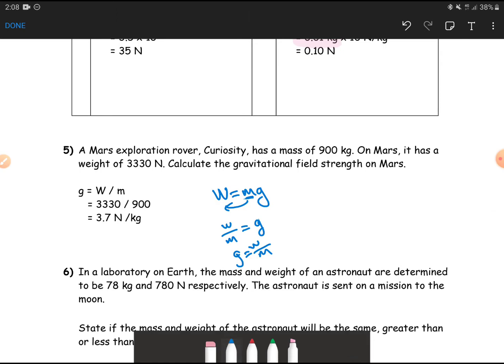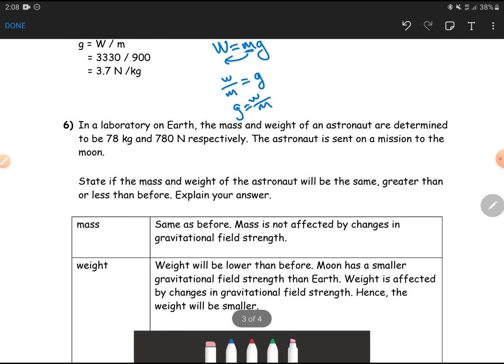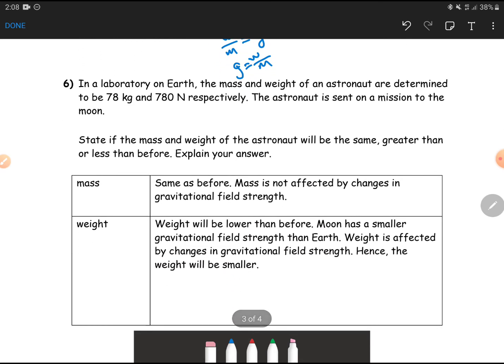Moving on, a very common question asks whether the mass and the weight will change. So the mass is the amount of substance in the body, the amount of matter in the body. It doesn't change. It will always be the same regardless of your gravity. It's not affected by gravity.